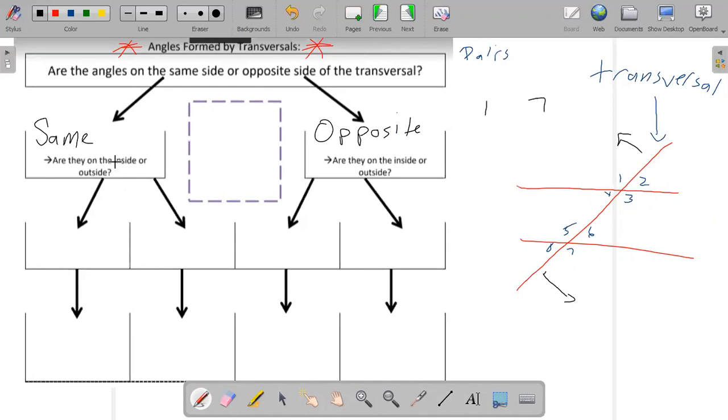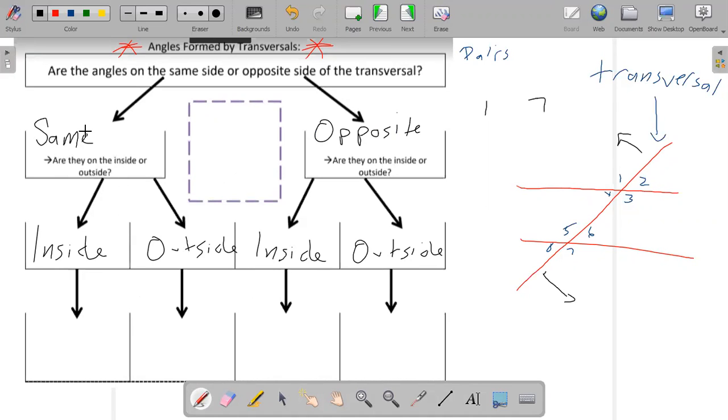Now, the next question is, are they on the inside or the outside? So you have 2 options. They could either be inside or they could be outside. Same exact thing happens here. Okay? So I'm going to work through some examples with you first, and then I want to go through and talk about what these are.